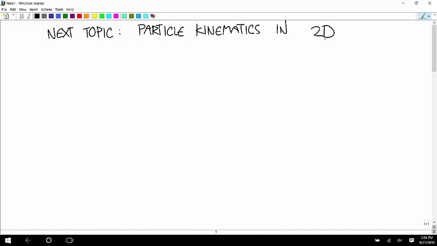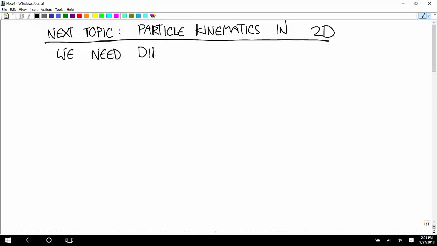Okay, so now we're going on to the next topic, and that is particle kinematics. That part isn't new, but now we're going to two dimensions. And we know that in 1D and 2D, most of the important quantities that we deal with are directional quantities. When you have values in those quantities, they tell you something about a direction as well as a magnitude. So we need directional quantities in 1D and 2D.